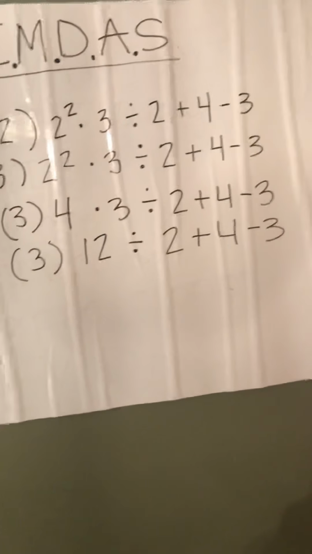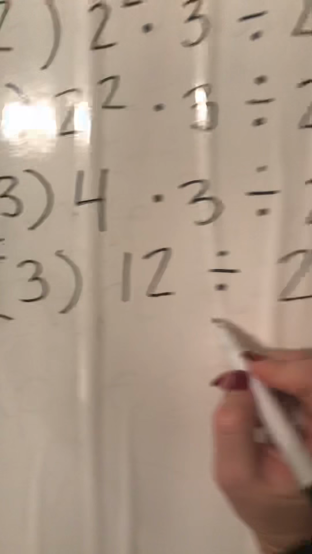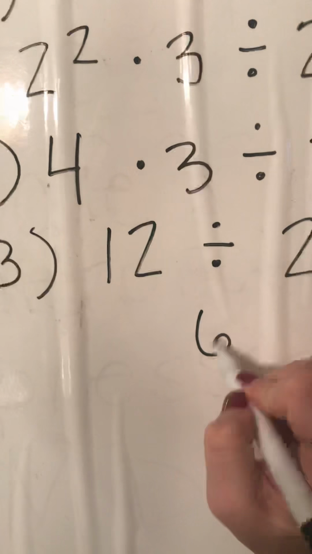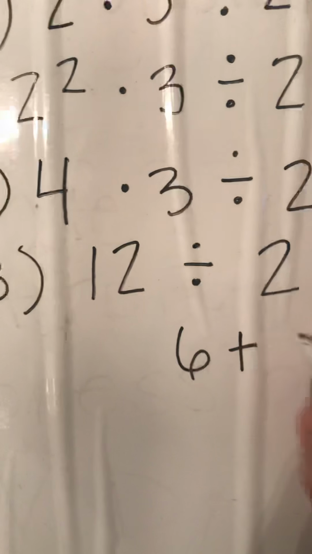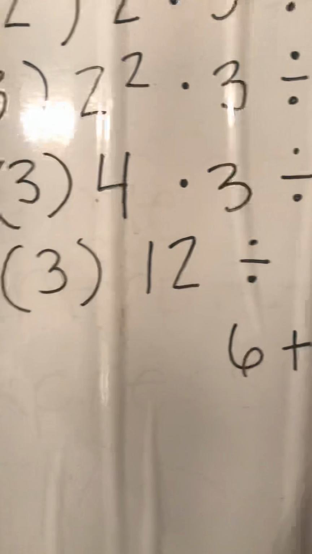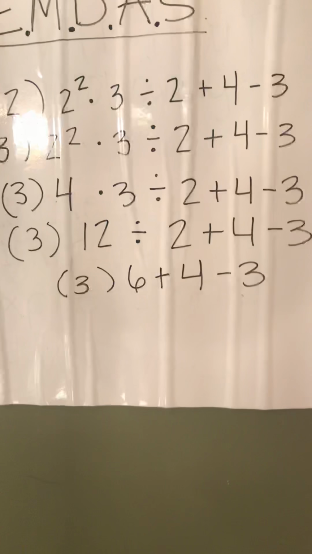So now we're going to divide. So we look at the equation and we see 12 divided by 2. Well, we know 12 divided by 2 is 6. There's no other division. We continue on writing. So we do plus 4 minus 3. Bring over the 3. Now we're going to add.